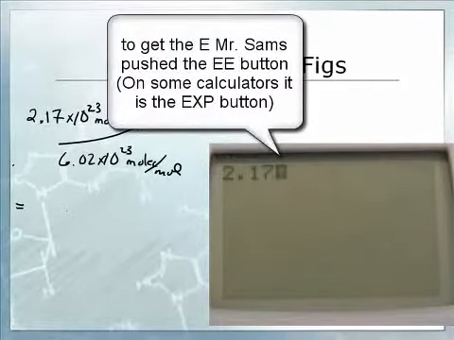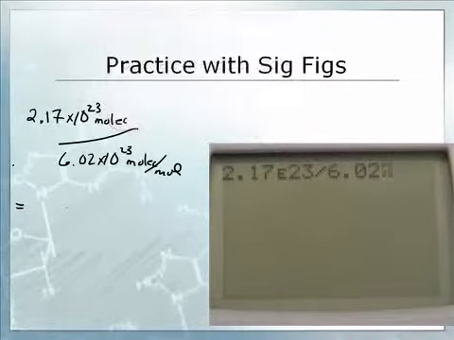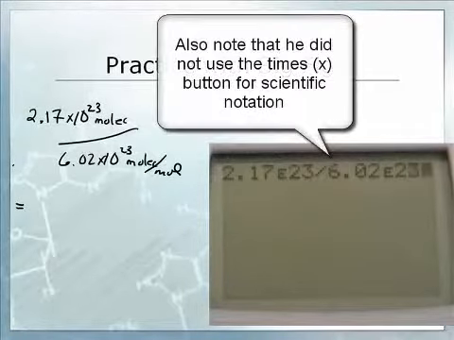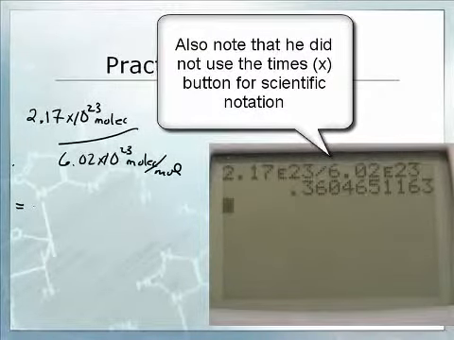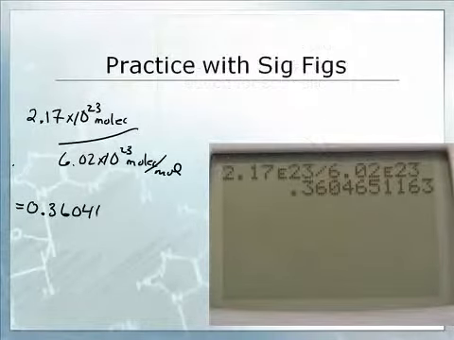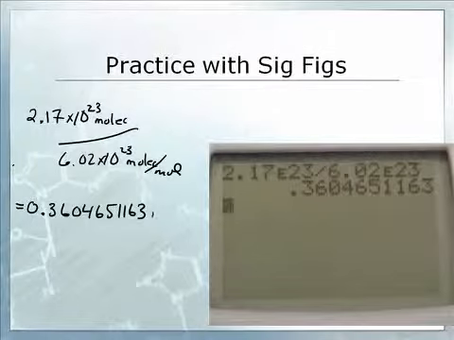Here we go. 2.17 second EE. Oh, the EE button. 23 divided by 6.02 second EE 23. And what's that calculator tell? Calculator answer, 0.3604651163. The units on this, by the way, will be moles. We'll learn about that later and how the units work. But I see a lot of numbers.